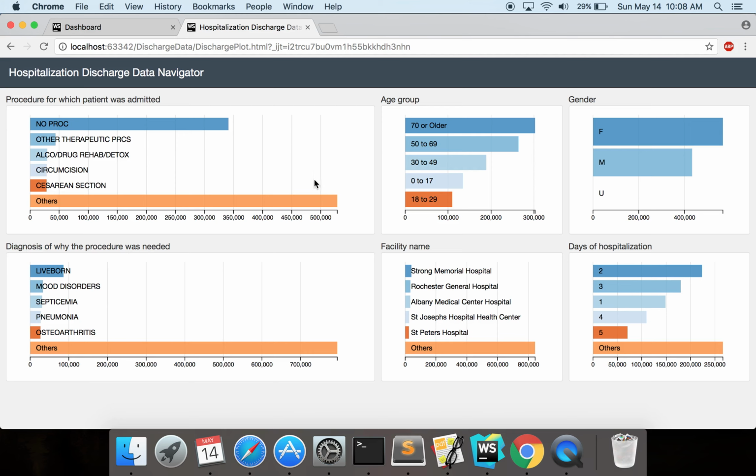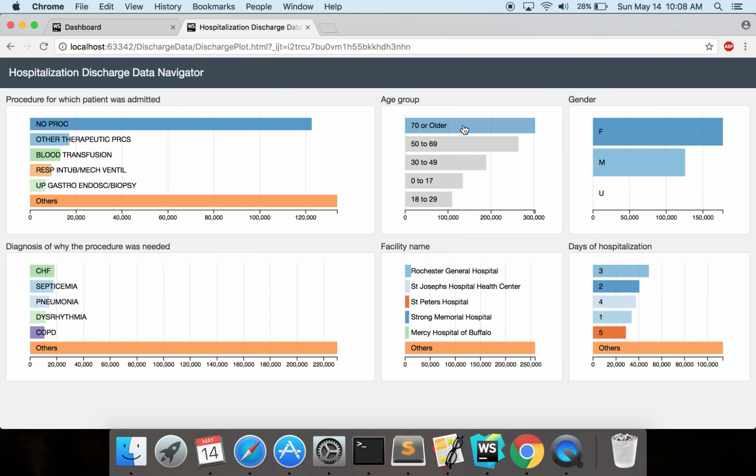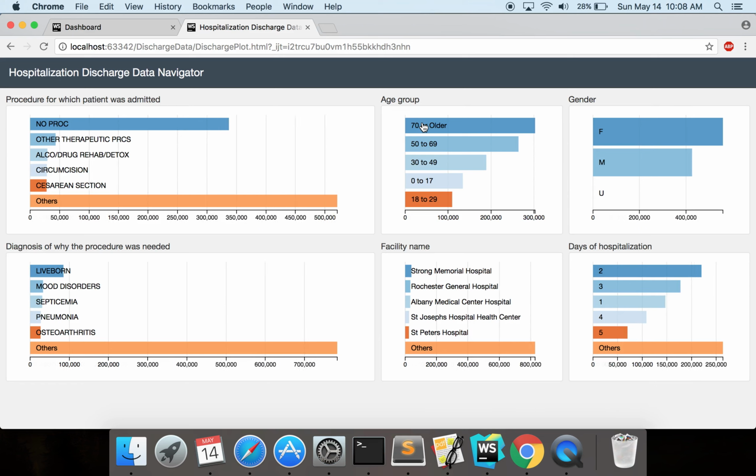And so this is also a sort of a differential diagnosis tool if we want to do a population study, like what are the things affecting people with 70 years of age or older. So you can see for these people the diseases and the procedures change. They undergo blood transfusion, they undergo gastro biopsy. You can also see the reasons of why this was done changes. So you can do all these sorts of studies using this dashboard.